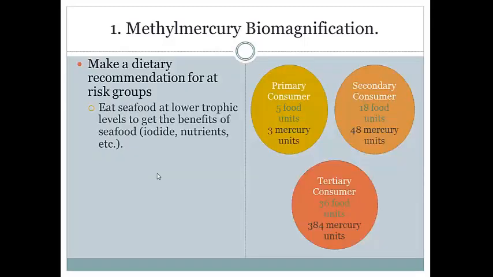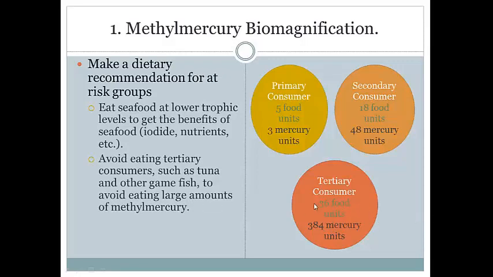So a dietary recommendation for at-risk groups. First would be to eat at lower trophic levels to get the benefits of seafood. So our primary consumer has the least amount of mercury units compared to the food units. So it would be better to consume a primary or secondary consumer as opposed to this tertiary consumer that's got tons and tons of mercury in it.